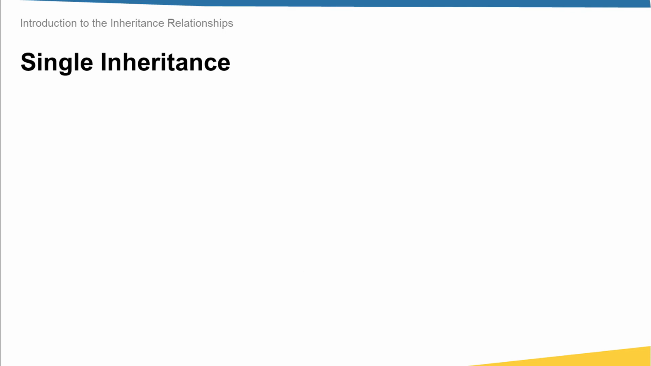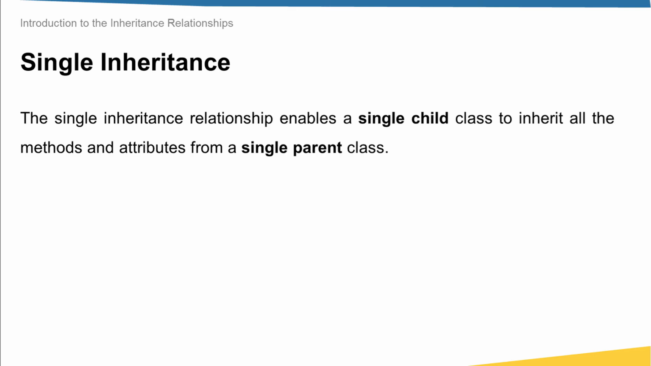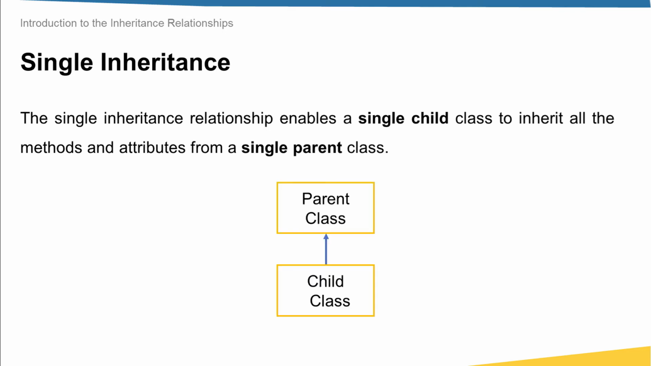Now let's talk about the first type of inheritance relationship, which is single inheritance. In this type, we have a single child class which inherits all the methods and attributes from a single parent class. And if you want to visualize this relationship, you can imagine a diagram like this. You see we have one child and one parent class.